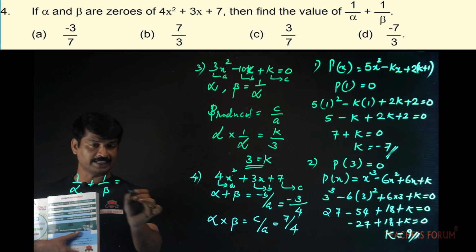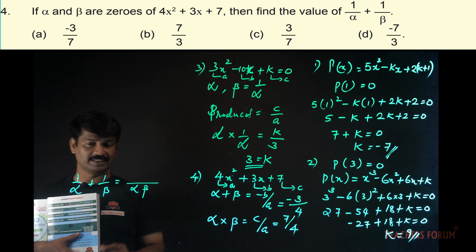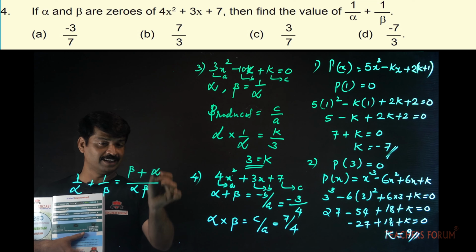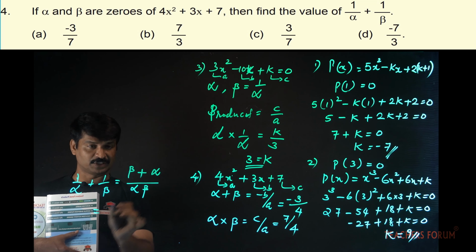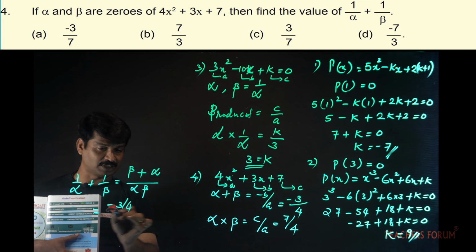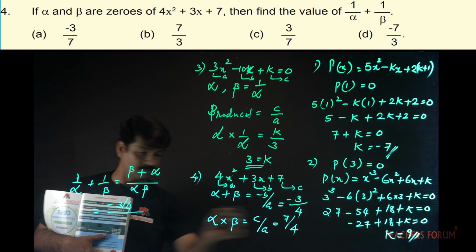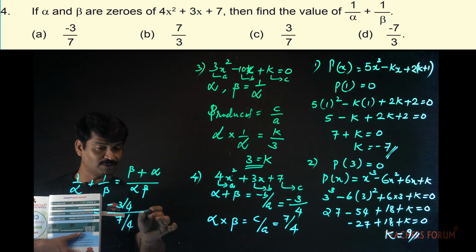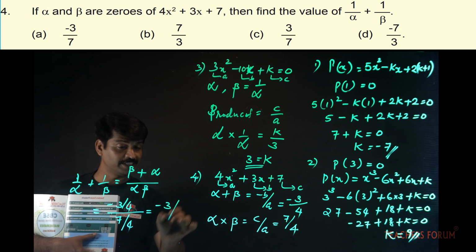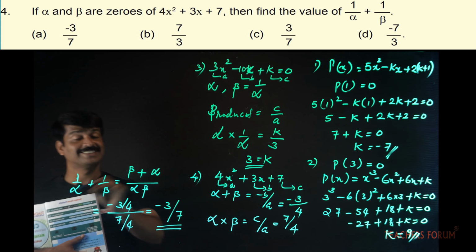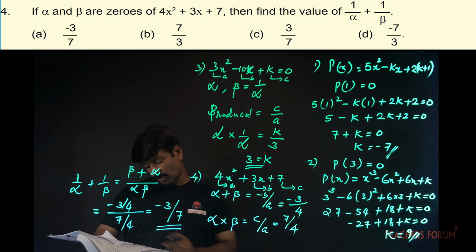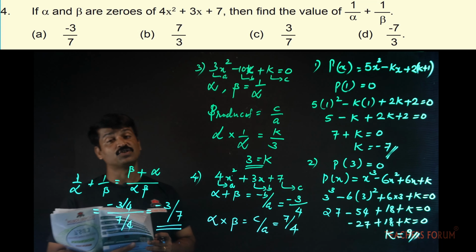That is equal to, take the LCM as alpha beta. Then what will we get? Beta into 1, that is beta. Alpha into 1, that is alpha, divided by alpha beta. That is equal to, what is alpha plus beta? Alpha plus beta is minus 3 by 4, isn't it? What is alpha into beta? Alpha into beta is 7 by 4. So, when you take the reciprocal and multiply, 4 gets cancelled and you will get minus 3 by 7. What is this? That is the value of 1 by alpha plus 1 by beta. So, what is the option? The correct option is option A, that is minus 3 by 7.